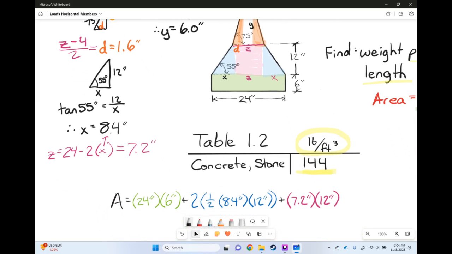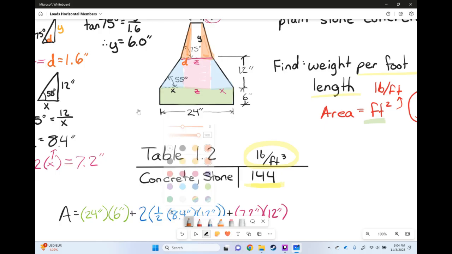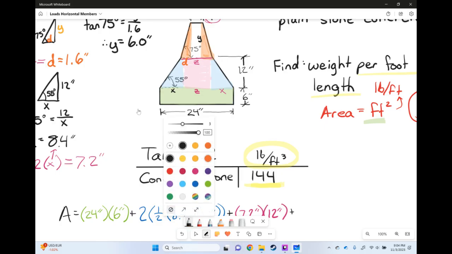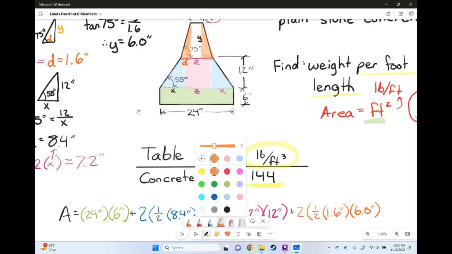So let's go write it out again. Now we've got the orange triangle here, and orange triangle again, and there's going to be 2 of them. So we've got 2 times 1/2. The base is D, which we said was 1.6 inches, and the height, which is Y, which we said was 6.0 inches.